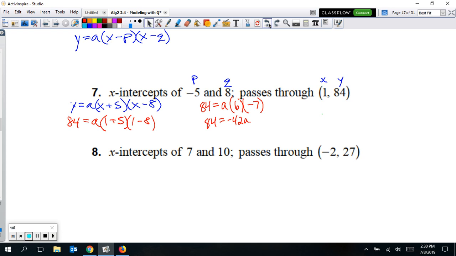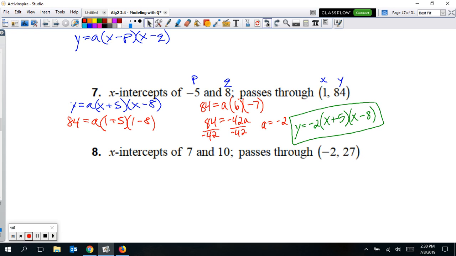So 84 is equal to negative 42a, and divide by negative 42. And 84 divided by negative 42 is exactly negative 2. So a equals negative 2. So now we just need to plug in negative 2 for a right here, and we have our answer. So y equals negative 2, and then the two parentheses, x minus 5, x minus 8.